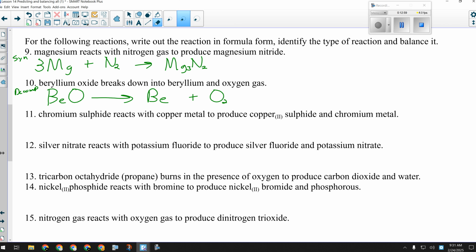All right, and I've got to balance it. Right now the biggest number is 2. It's over there on the oxygen, so what needs to go here? Do I need to put a 2 anywhere else? Yes. Okay, now it's balanced.